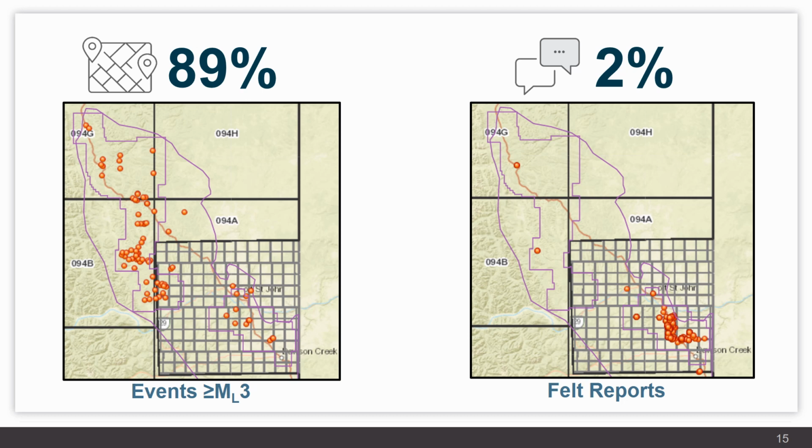Although 89% of significant seismic events that are recorded along the Montney Trend occur in the North Montney, only 2% of fault reports are from this region. The dominant source of fault reports is from the South Montney, which is influenced by the Fort St. John Graben. Seismicity in this area produces a high frequency of low magnitude events, which are events less than magnitude 3 that are perceived by local residents.